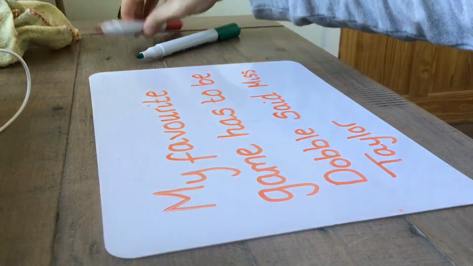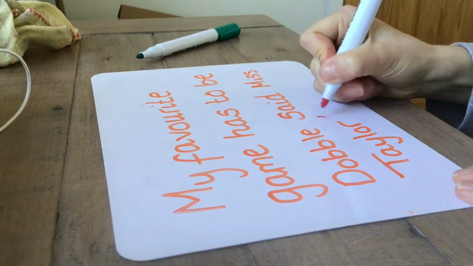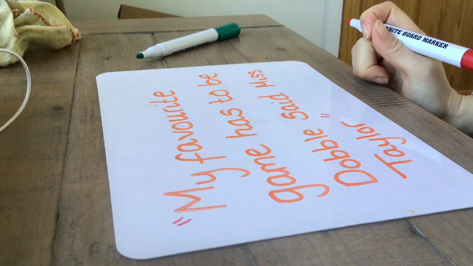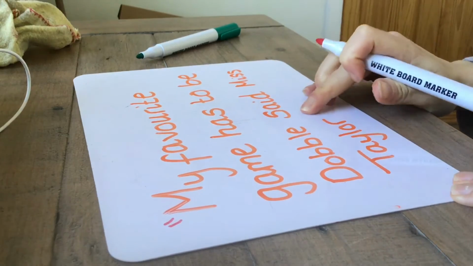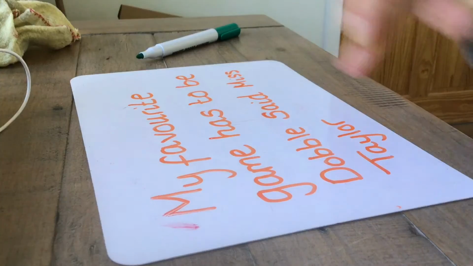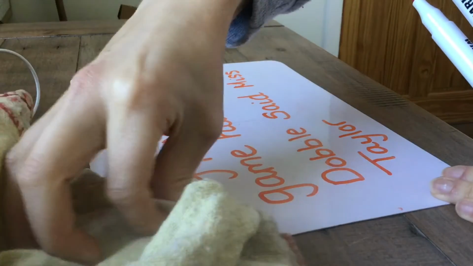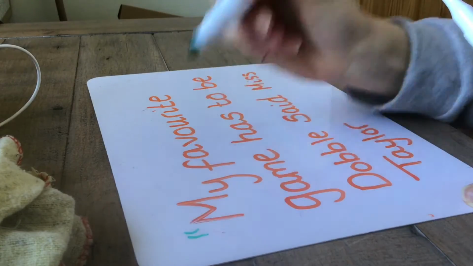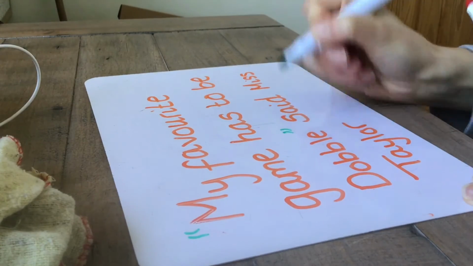So again, a mistake would be to put the speech marks here, because the only part that I am saying is, my favourite game has to be Dobble. So I would put the speech marks at the start and then after Dobble.